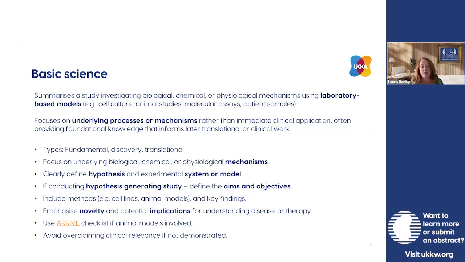If you're using animal models, then it's really important that you use the ARRIVE checklist to ensure that your scientific study is robust. And you have to be particularly careful about over-claiming the clinical significance and relevance if you have not demonstrated this. By all means, you can talk about things having an application to a disease or potential therapy, but if you're not at the stage of being able to demonstrate that and you're really in the preclinical basic science arena, please do avoid doing this.